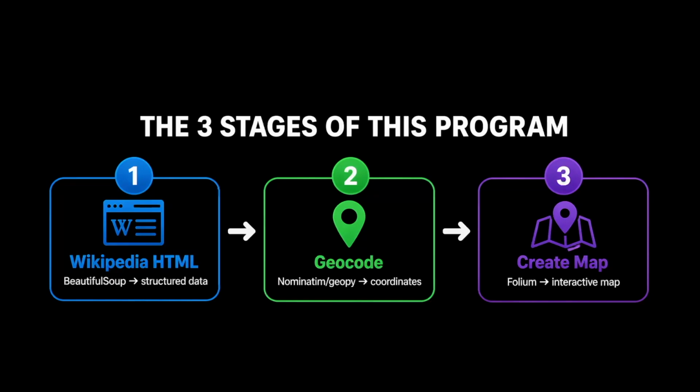Stage 3 is output. We take the geocoded coordinates and build an interactive map using Folium, a Python wrapper around Leaflet.js. From your Python code, Folium generates HTML and JavaScript. You don't need to know or use any JavaScript for this project. Folium does it for you. Now, let's look at the code.